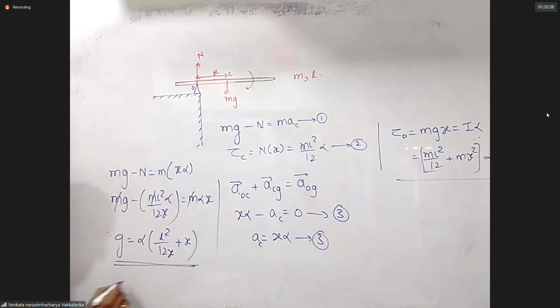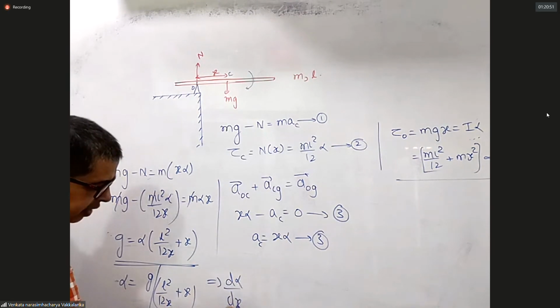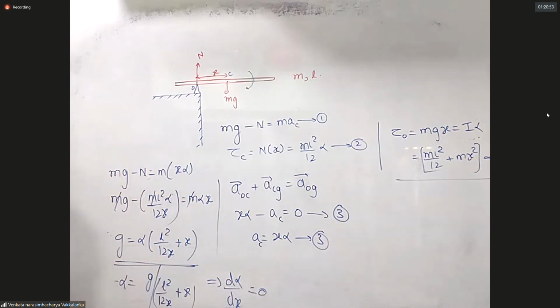Now differentiate this equation d alpha, or put it as alpha is G divided by L square by 12x plus x. Now you have to do d alpha by dx equated to 0. So, does the answer come out to be x is equal to L by 2 root 3? No. 2 root 3 G by L. Root 3 G by L.